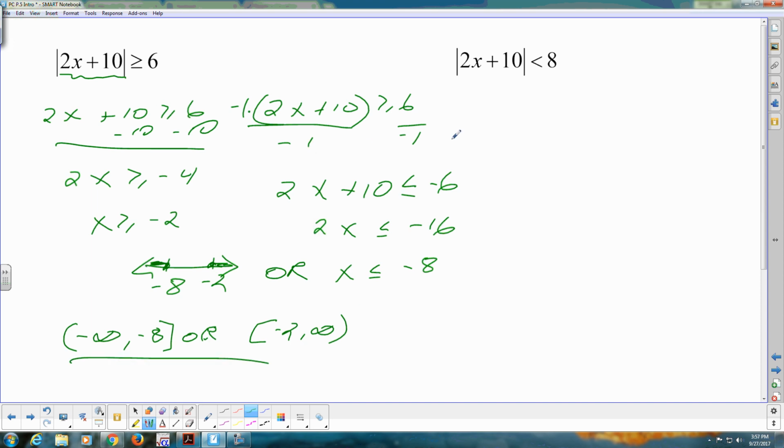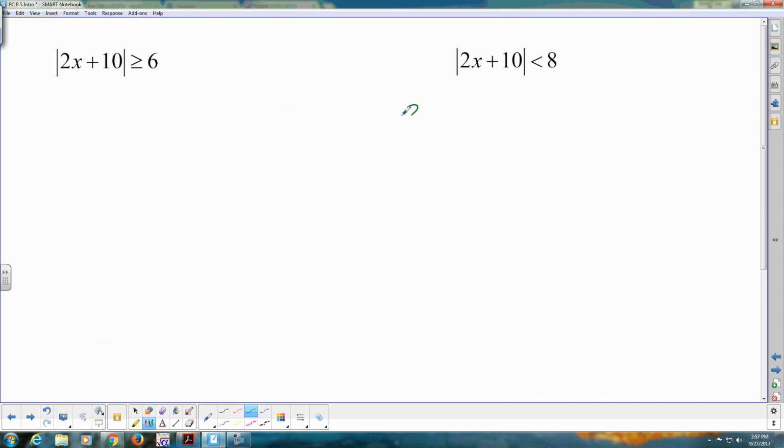You have to set up two different things. I kind of squished in the space over here, so I'm going to clear it and do this one. Take the bars off. Take the bars off again. Yep, there's a negative 1 that you're going to end up dividing over, so it changes the direction of the inequality and make what's on the other side negative. Now solve them both. Subtract the 10.